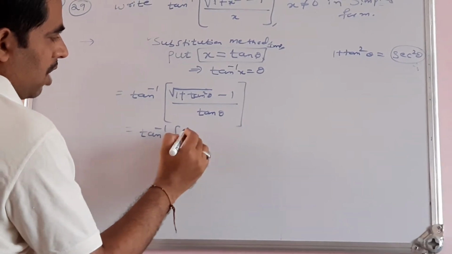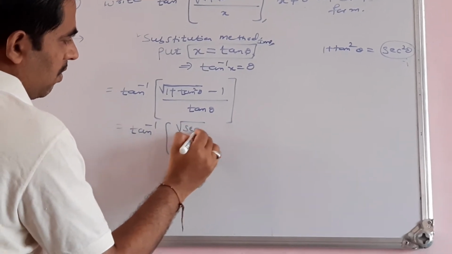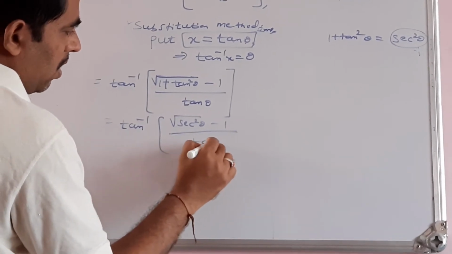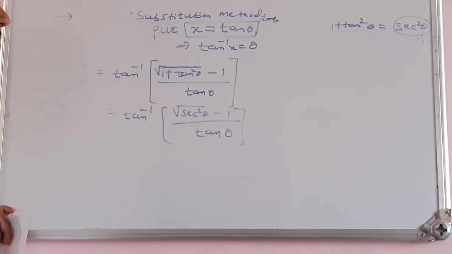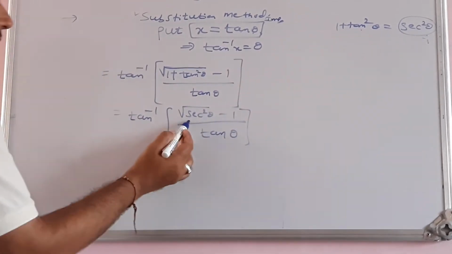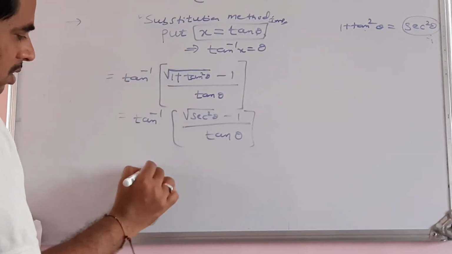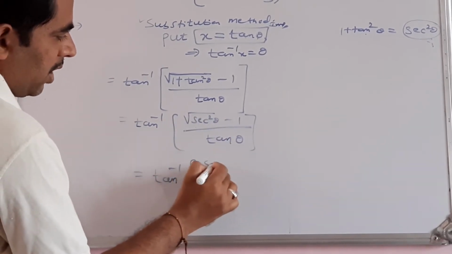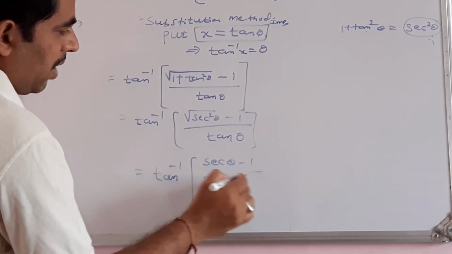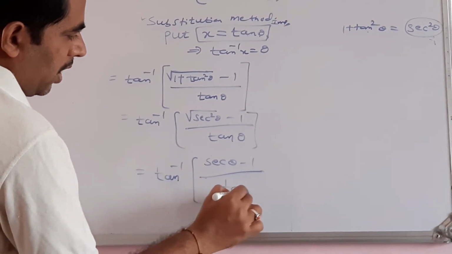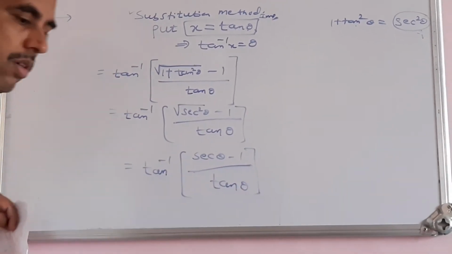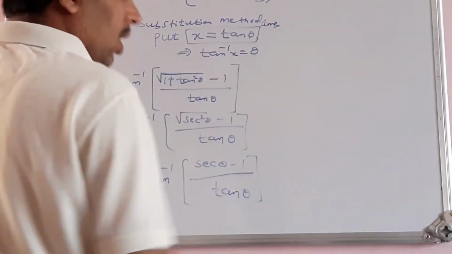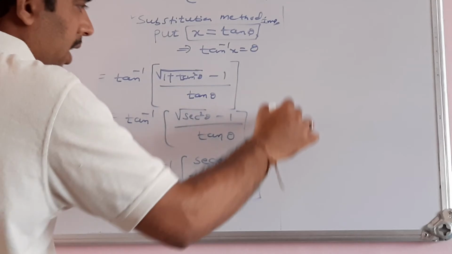That is tan inverse of square root of secant square theta minus 1 divided by tan theta. Because 1 plus tan square theta is secant square theta, we will continue here. Tan inverse of square root of secant square theta means secant theta, minus 1 divided by tan theta. Square root of secant square theta gives secant theta. So then, let us continue here.